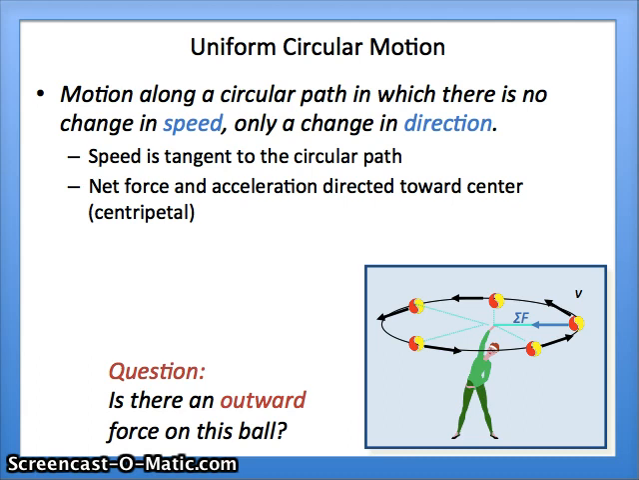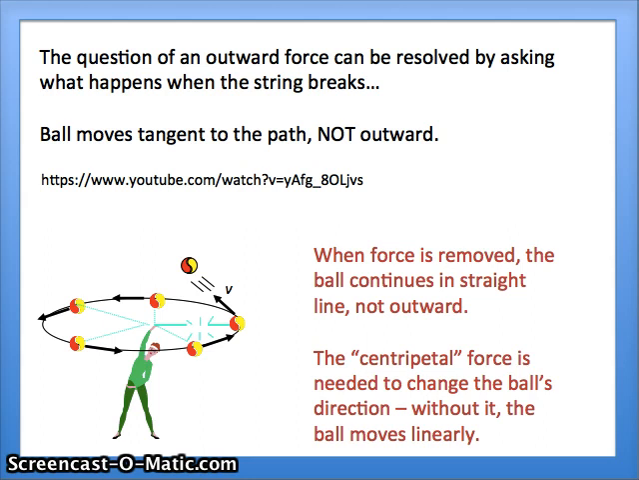So to this question, is there an outward force on this ball? Well, in a word, no. If the string were to break, that ball would not move outward, it would move tangent to the path. And that can really help us understand how this works. We're going to take a look at a video. The full video is at the address that's listed here if you wanted to see it.